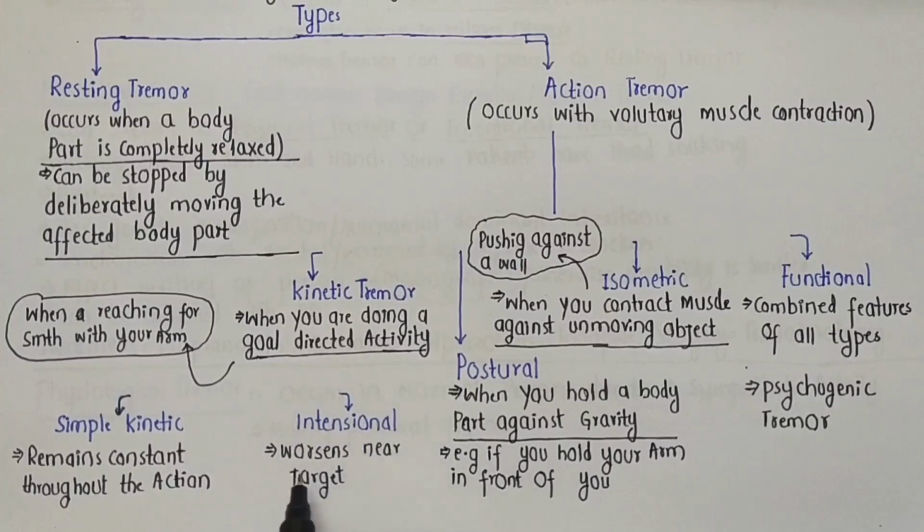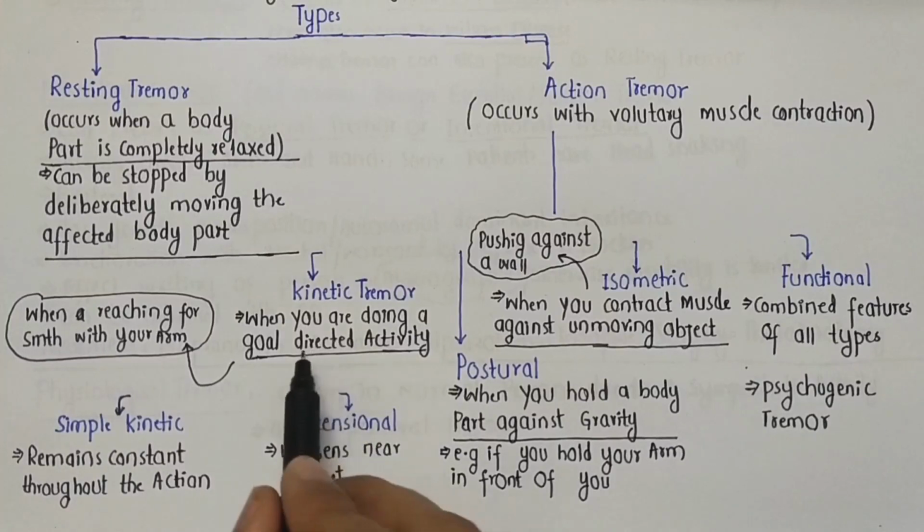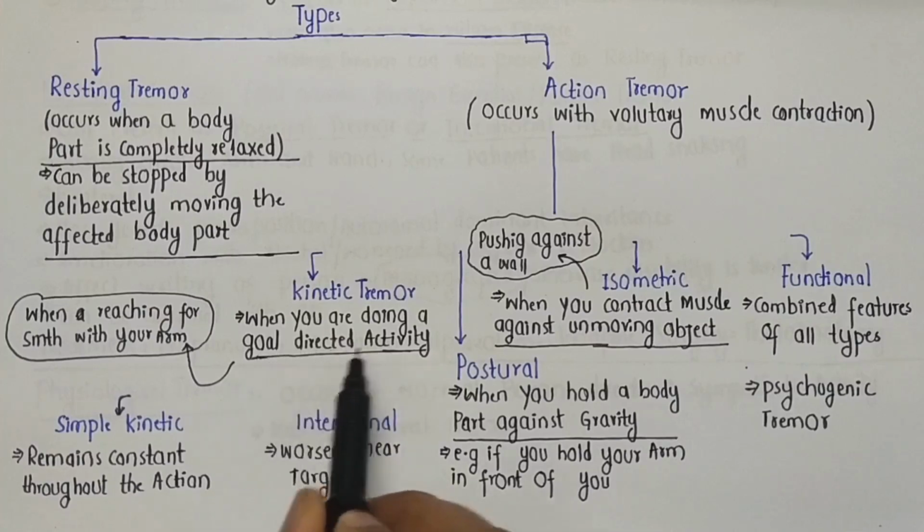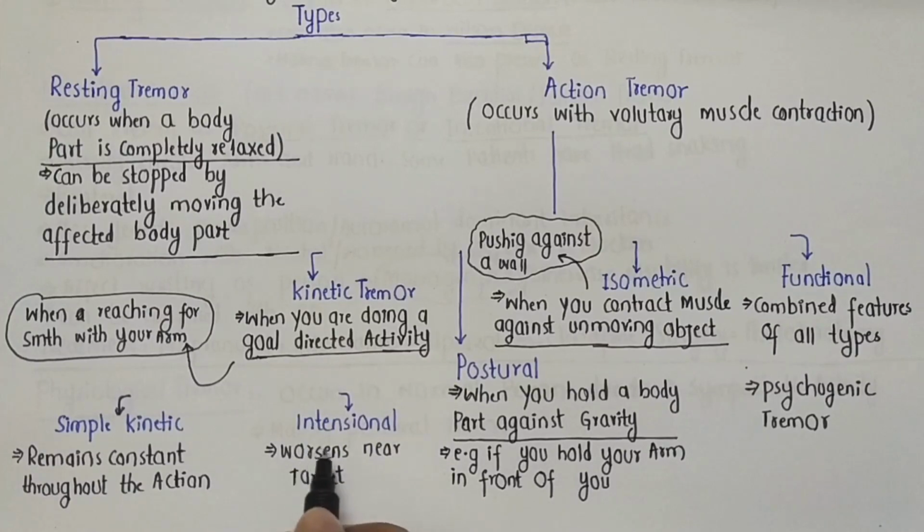When you are doing a goal-directed activity and you reach near the target, the intentional tremors occur. They're present, but they worsen when you come near to the target. So these are intentional tremors.